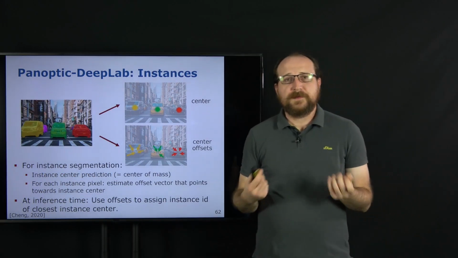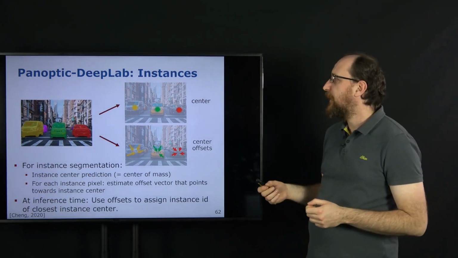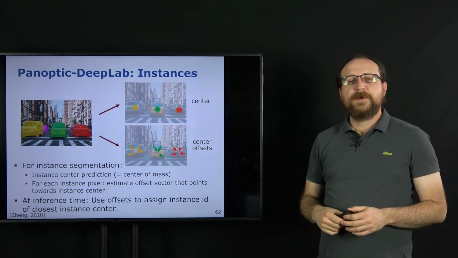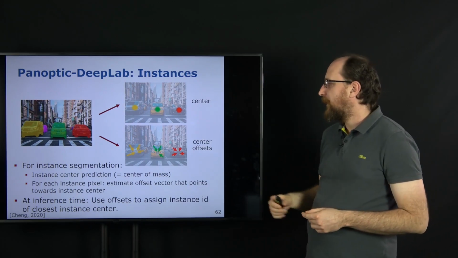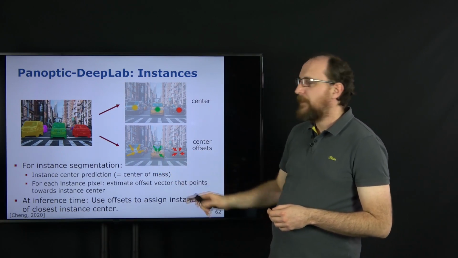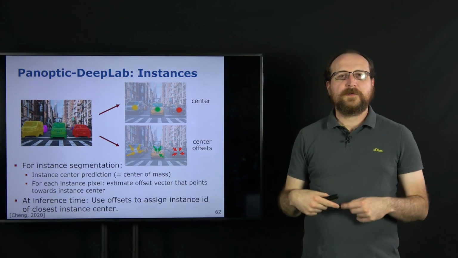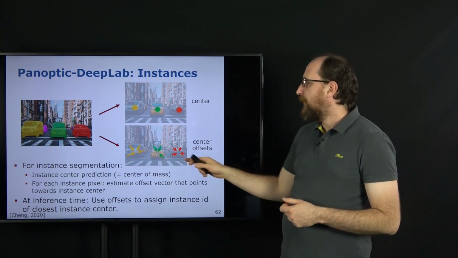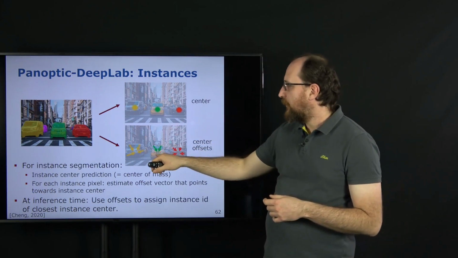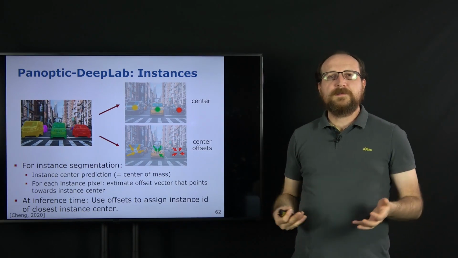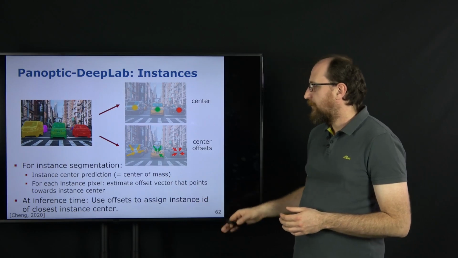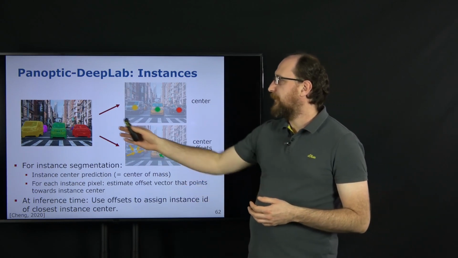For the instances, as I said, we are not only producing the center location of the potential object or instances like the cars here, but we are also having this center regression. The center regression now produces, for each pixel of one instance, vectors that should point towards the center location. Using this information, we can then cluster together the pixels that are pointing in the same location to get the instance mask that we are interested in. At inference time, we can then use both together to cluster the instances, as in this case here.